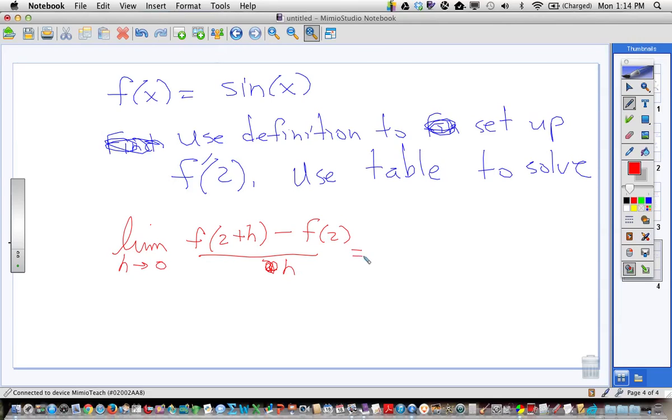Right? Now we can take that one step farther because we know what f is. Right? What's f of 2 plus h? Sine of 2 plus h, minus sine of 2.